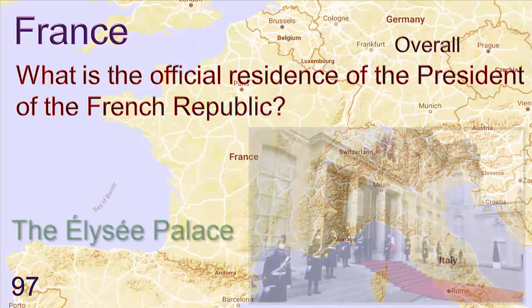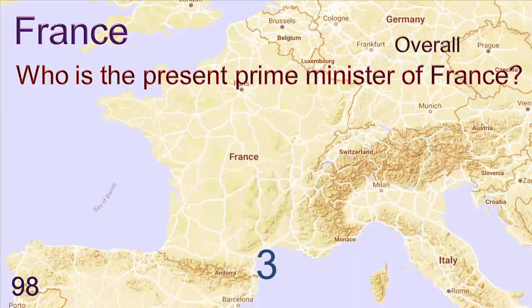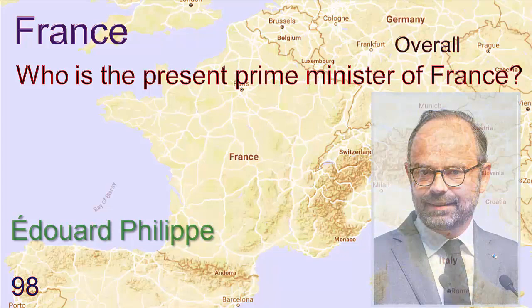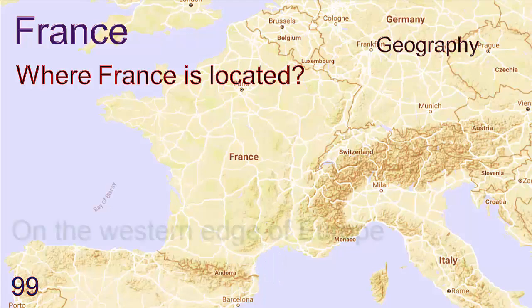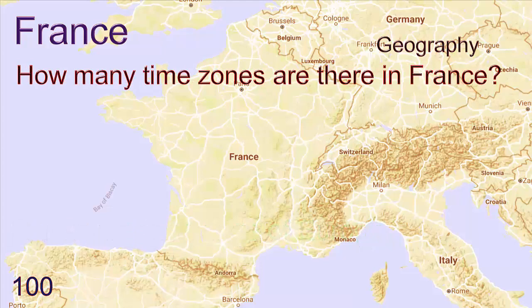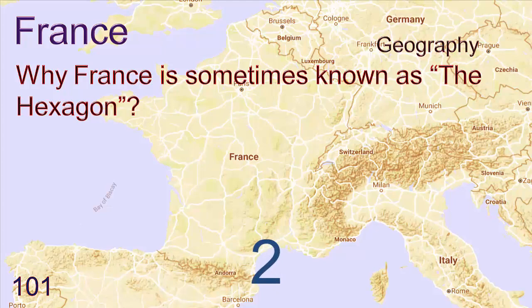Who is the present Prime Minister of France? Edward Philippe. Where France is located? On the western edge of Europe. How many time zones are there in France? The answer is 12. Why France is sometimes known as the hexagon? Due to the fact that it has six sides.